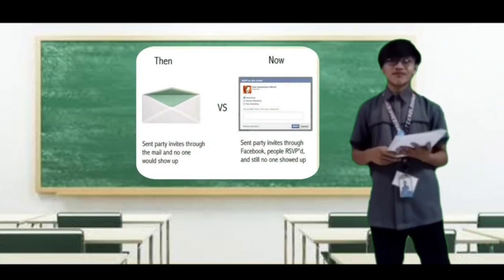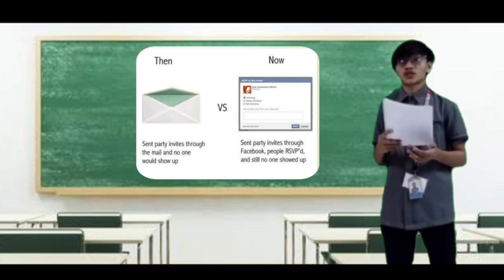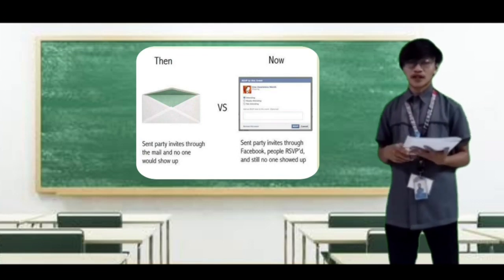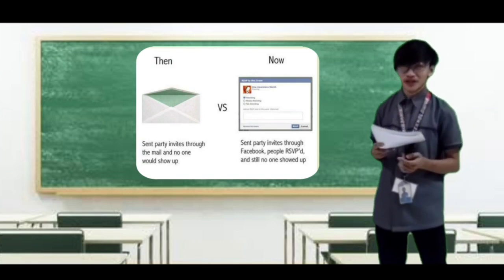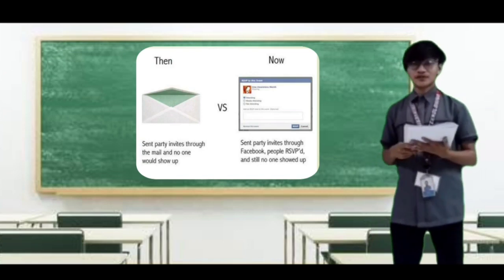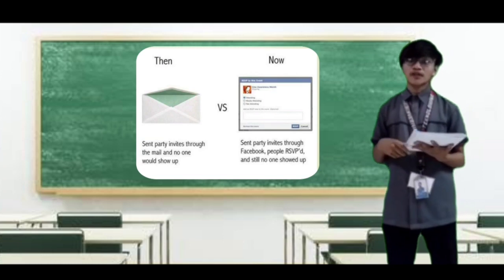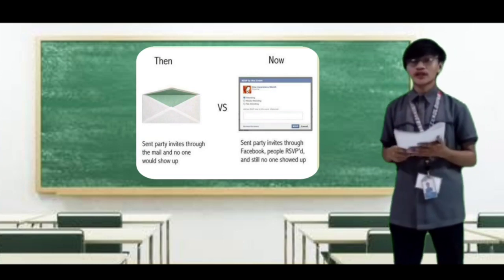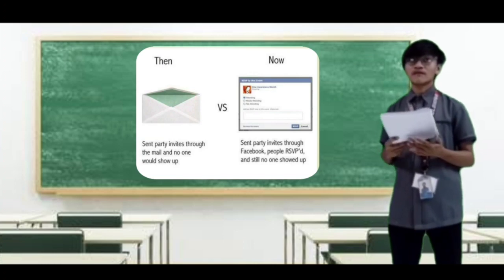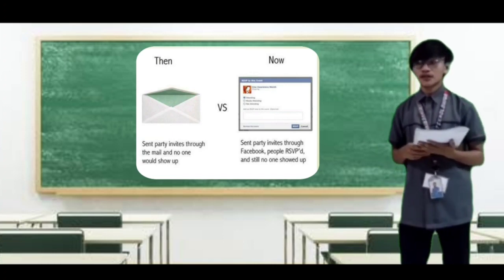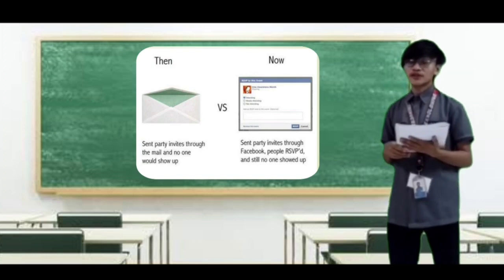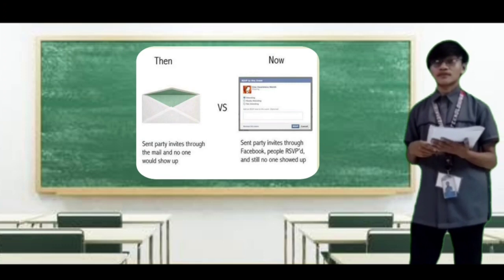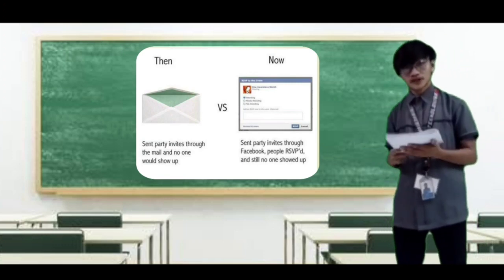Send party invites through the mail and no one would show up. Now, send party invites through Facebook, people are seen and still no one showed up. So before, it was hard to transmit or receive messages because they used the telegraph, which I think is from the second period in the history of ICT, so that they could communicate with another person over long distances.